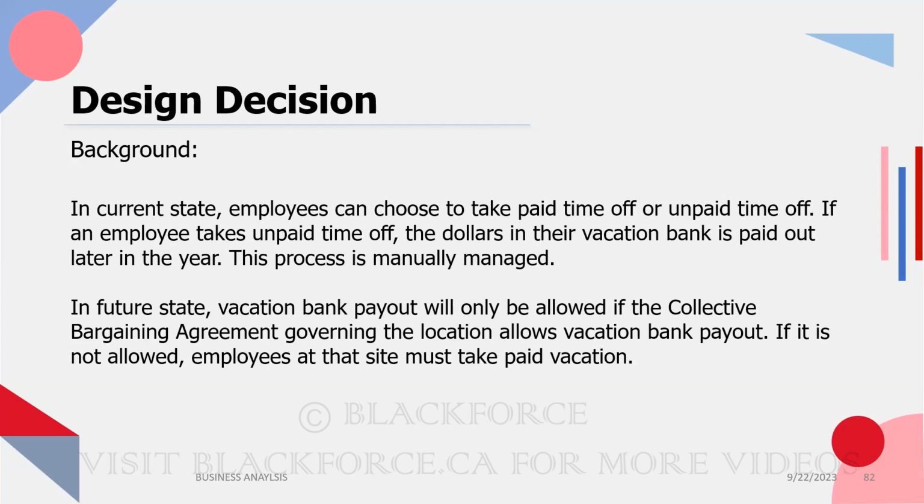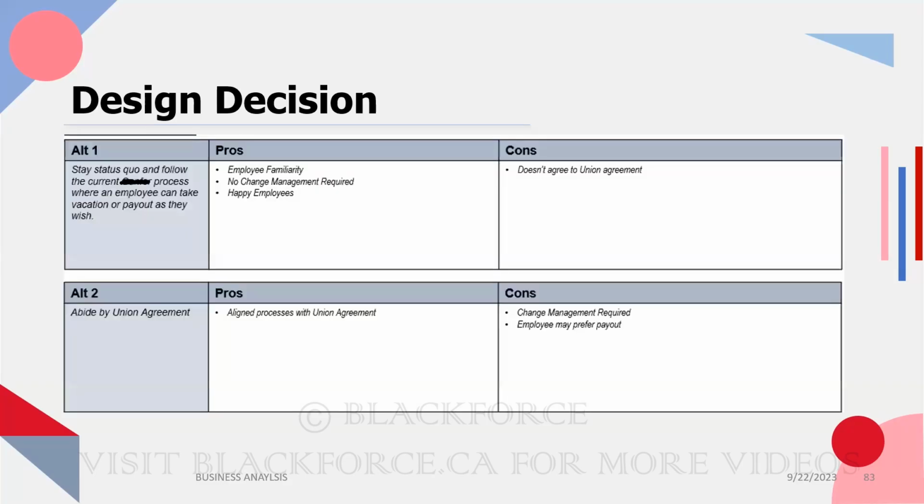imagine this as a very big company with locations everywhere. Not every location is unionized. So we're saying for the locations that are not unionized, employees there, when they take the vacation, they get paid for that vacation when they take the vacation. But if the collective bargaining agreement for their location allows them to defer payment, then they can defer payment.